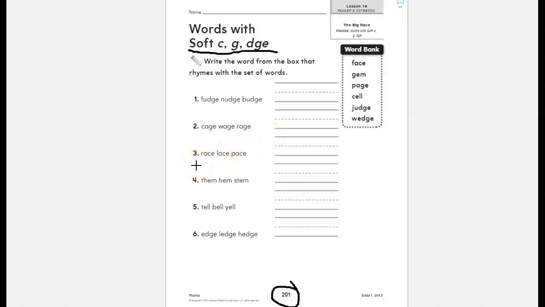Number 3, we have the words race, lace, pace. Which word from the box would match best? Face, gem, page, sell, judge, wedge. Choose the word from the word bank that would best rhyme with the words race, lace, pace, and write it in the blank.